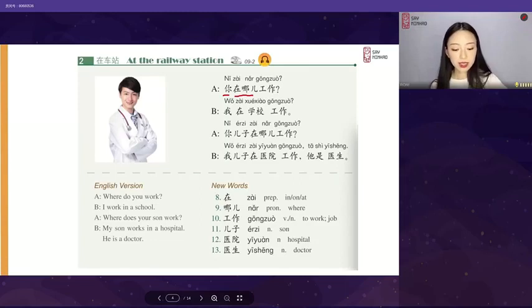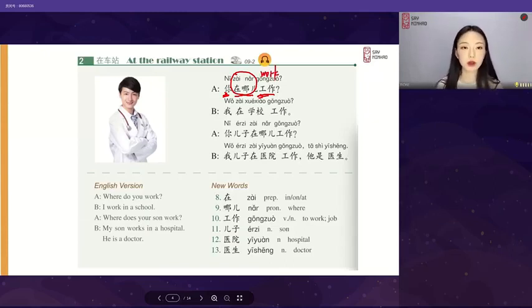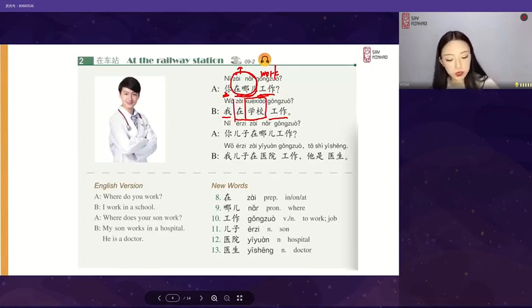Okay, let's see it sentence by sentence. First one, 你在哪儿工作? It means you, at where? 在哪儿? At where? 工作. Work. Where do you work? So we can see we put 在哪儿 before 工作. Actually, 在哪儿 is acting as an adverbial, right? And in Chinese, we will usually put adverbial words in front of the verbs. Okay. Next one, 我在学校工作. I work at school. 在学校工作. We put 在学校 before this verb.